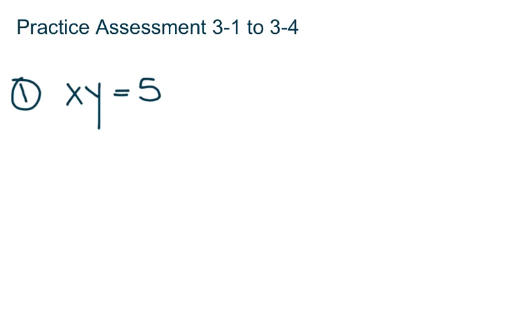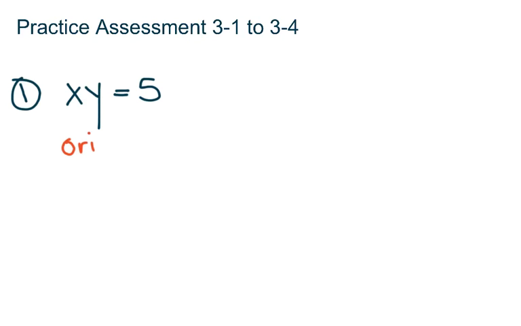This is the practice assessment for sections 3.1 to 3.4. The first thing that we talked about was determining symmetries, and we talked about determining if an equation was symmetric over the origin, the x-axis, the y-axis, the line y equals x, and the line y equals negative x.